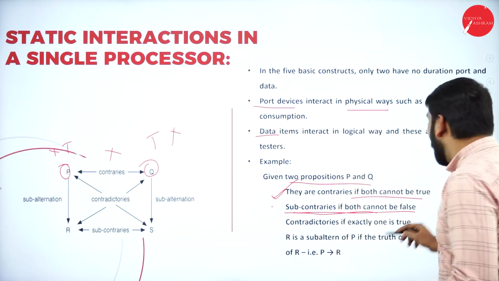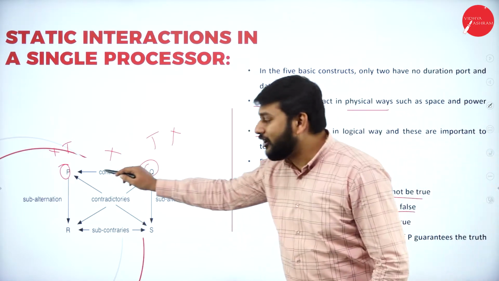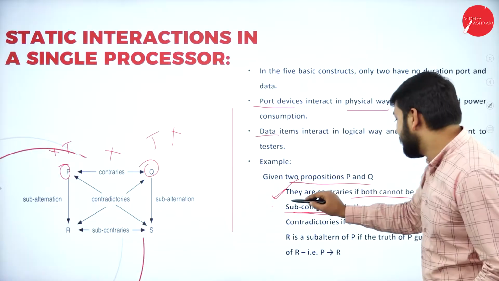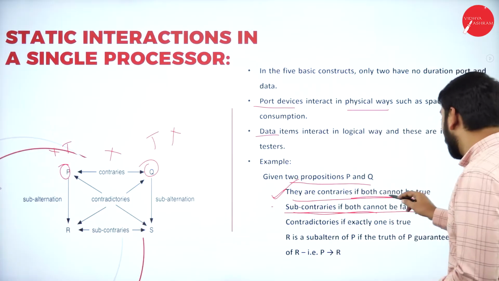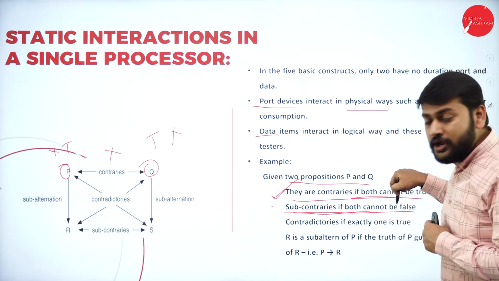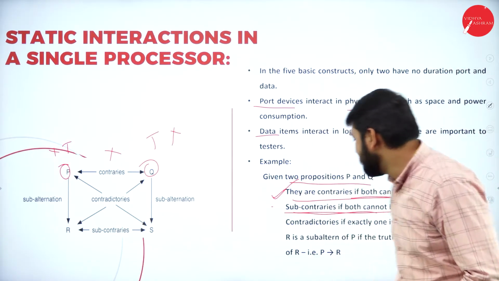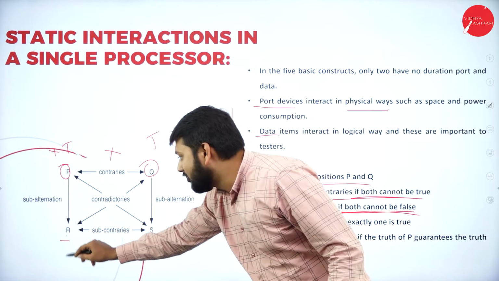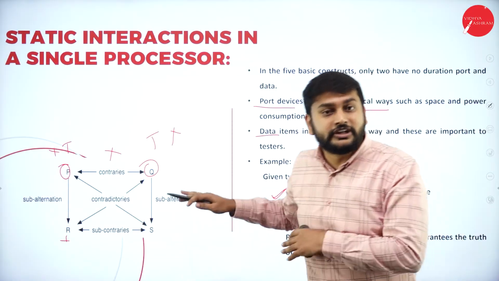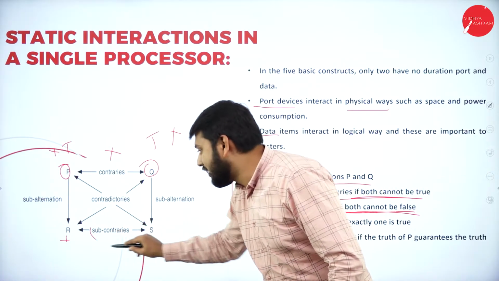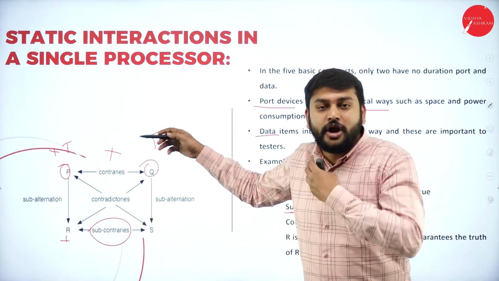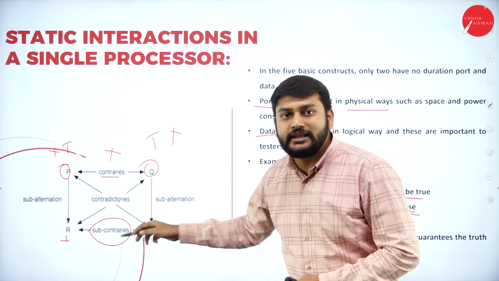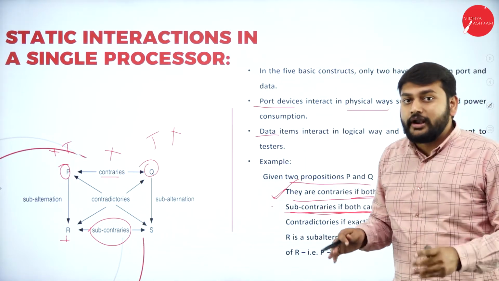Subcontrary, if both cannot be false. Please observe here, they are contrary if both cannot be true. Here, subcontrary in the sense what? If both cannot be false. They are asking it to be false. If it cannot be false, then I will call that a subcontrary. So here, both cannot be true. Here, both cannot be false. In that case, I will call this a contrary. In that case, I will call this a subcontrary. That's what you need to remember.